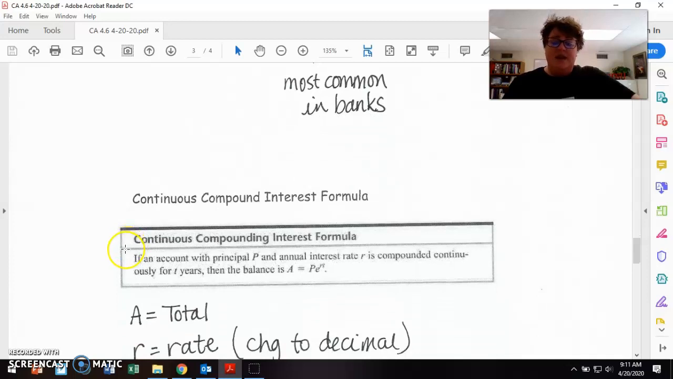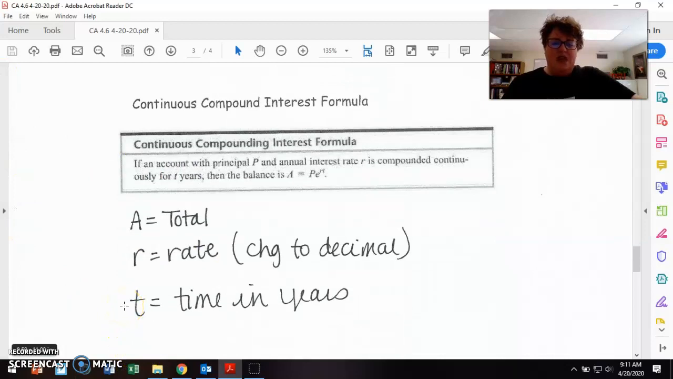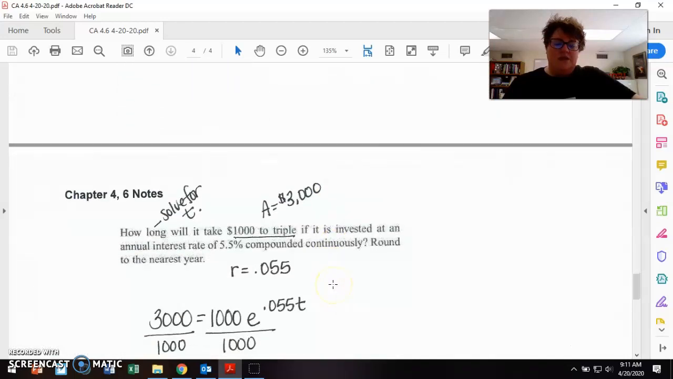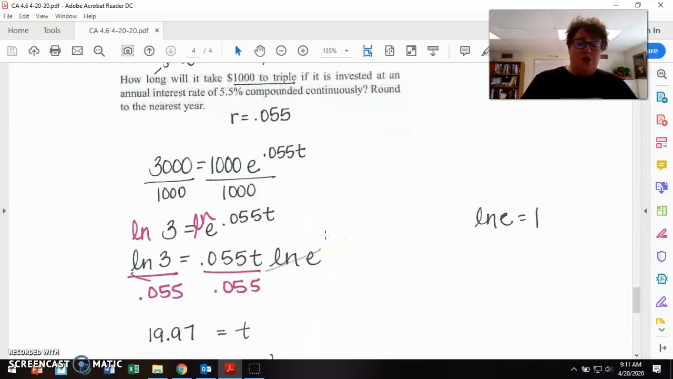special formula. So this is our continuous compounding interest: A equals P e to the rt. A is our total again, r is our rate, t is our time. So it has our natural exponential in it. For this one, we want to know how long, so that means we want to solve for t. How long will it take for $1,000 to triple? So that means we want our final amount to be $3,000, but our initial amount, our principal, is $1,000, and it's invested at 0.055. So substitute in. We're going to solve for t.